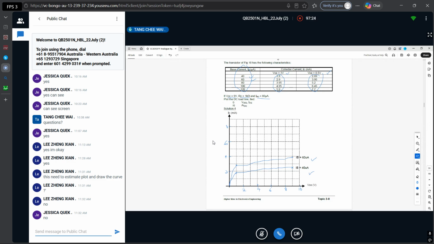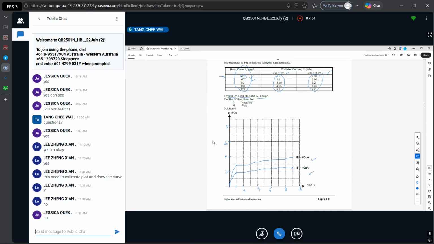Attention. Now you try to get the first point. Where is the first point? Here. Now we look at this row. We look at IB equals 40 first. First one. Then you look across here. Voltage VCE is 1 volt. Where is 1 volt? Over here.